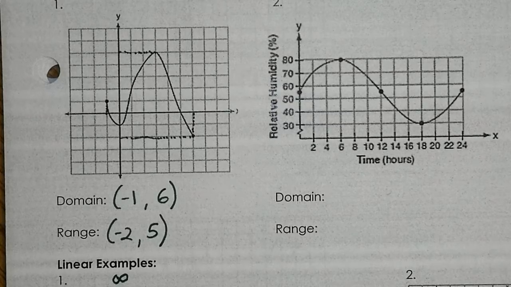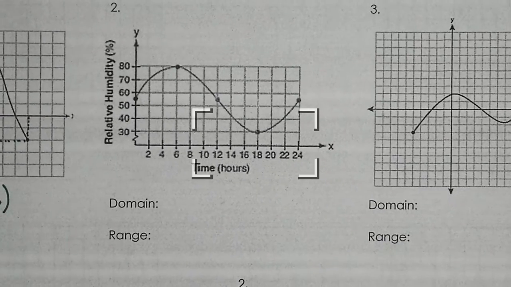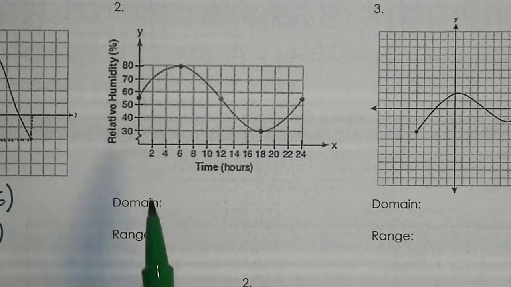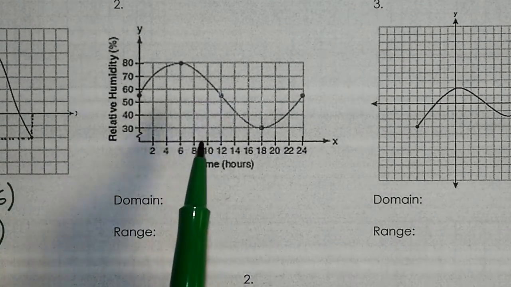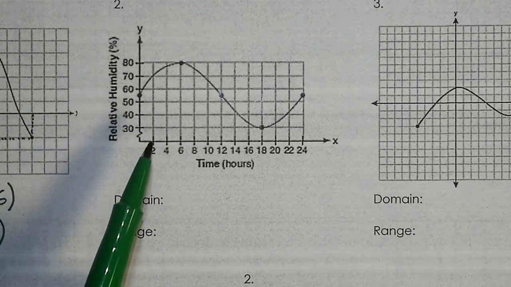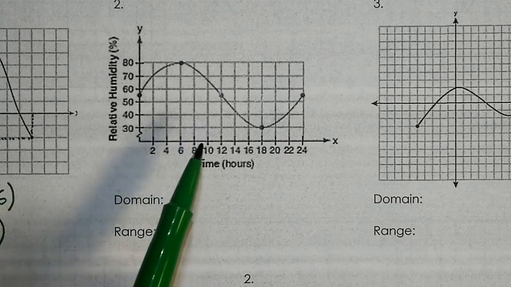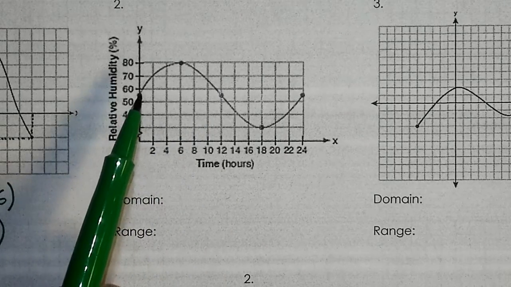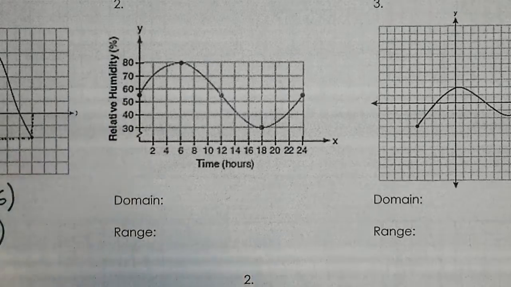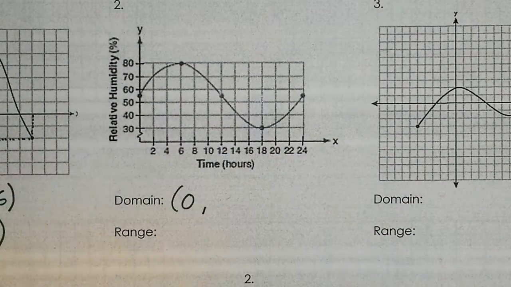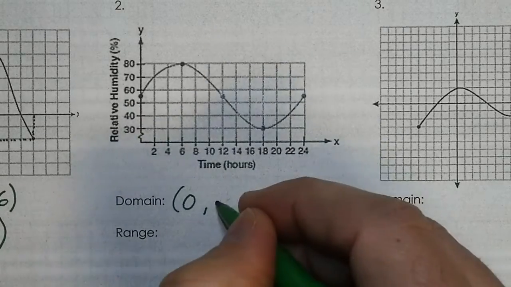You're going to see on the next one that it will not start with a negative. So on number 2, great question, does it always start with a negative? Not the case here. Check out our domain. How far left does the graph go? Well, it's going up by 2s. So what would this one be right here? 0, yeah. So 0 is our farthest left point. So domain starts at 0. How far right does the graph go? 24. There you go.